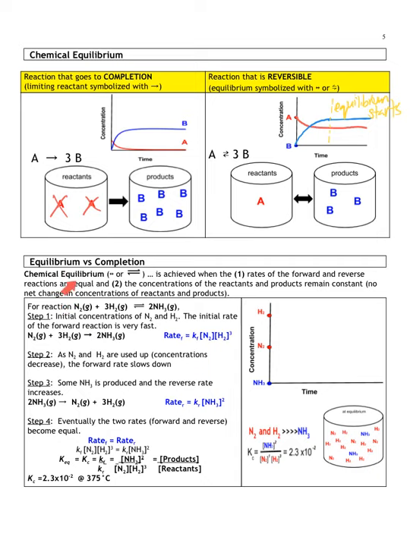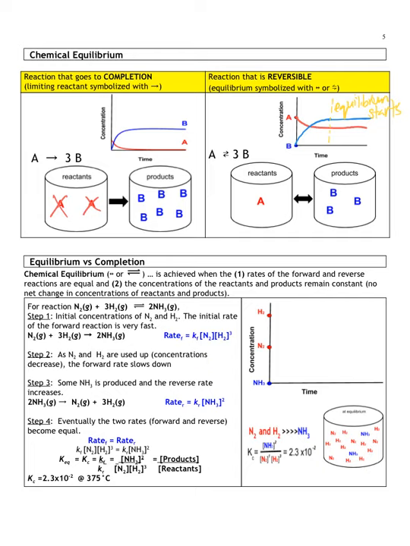But let's go ahead and compare equilibrium versus completion. Let's see what's happening as we go through this actual chemical reaction. The chemical reaction is N2 reacting with 3 moles of H2 to form, in equilibrium, 2 moles of ammonia. Okay, so in the first part of the reaction, you initially have concentrations of your reactants, N2 and H2.